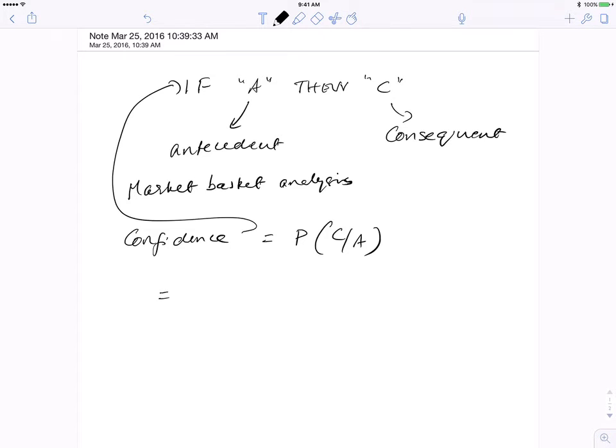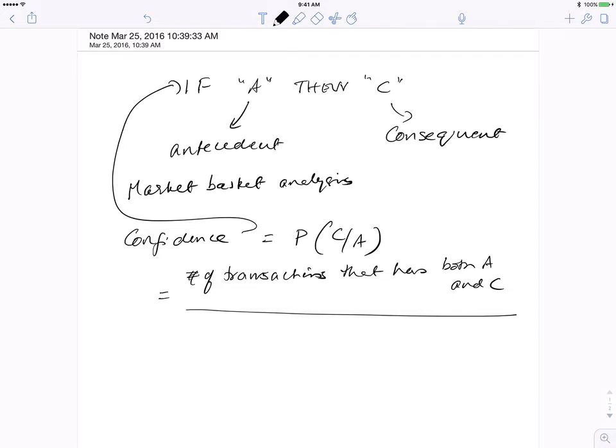Now how do you calculate this? If you have a database with a large number of transactions that bought A, and a lot of transactions that bought both A and C, we calculate this as the number of transactions that have both A and C, divided by the number of transactions that have A.